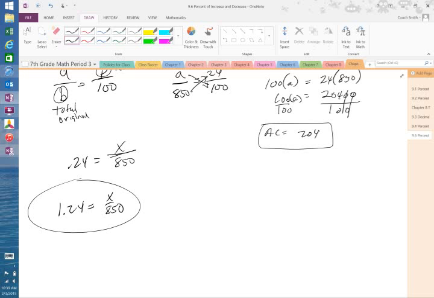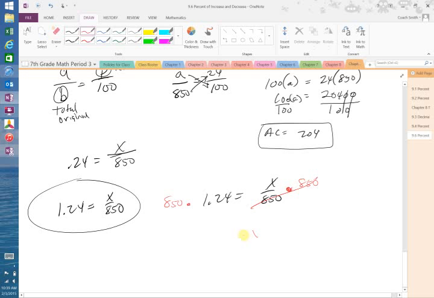Okay? In other words, if you multiply, so we have 1.24 equal x over 850. If I multiply both sides by 850, okay, multiply that side, multiply this side by 850. Okay, when you do that, that cancels. Leave me with x is equal to 850 times 1.24. When you do that, when you actually multiply that out, you get that right there. And that's your actual answer.